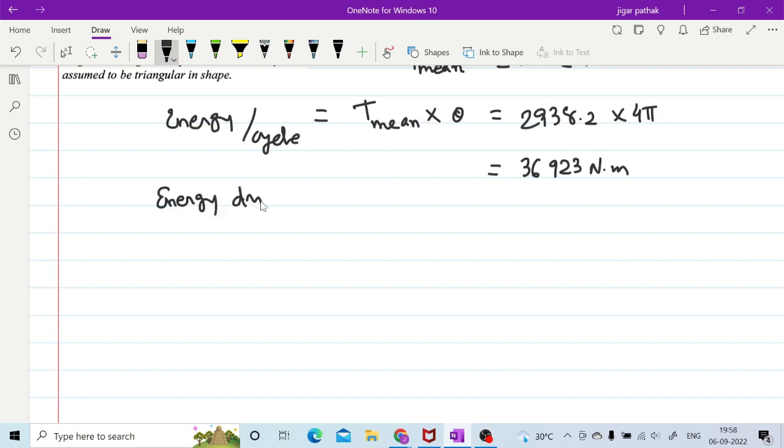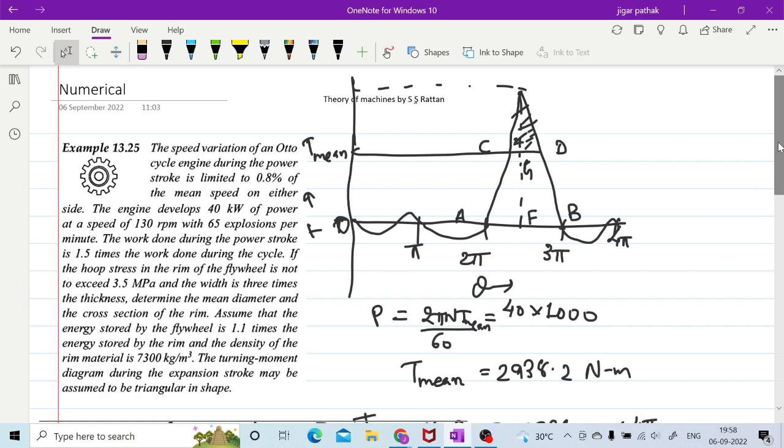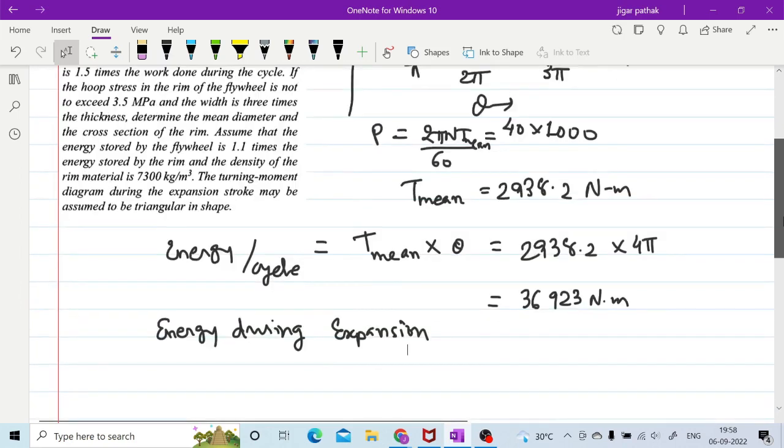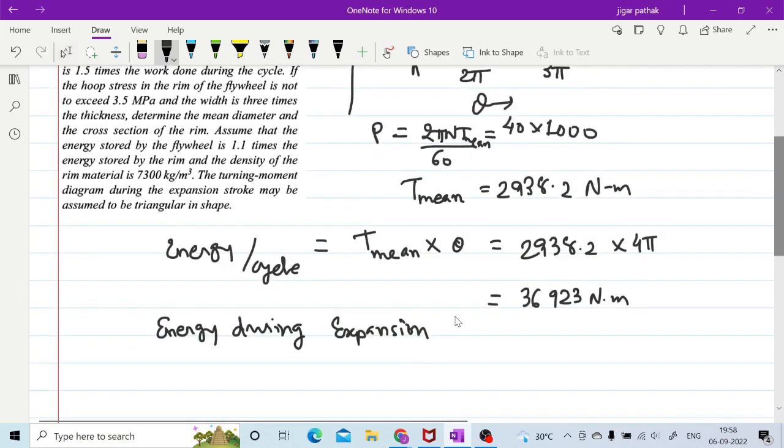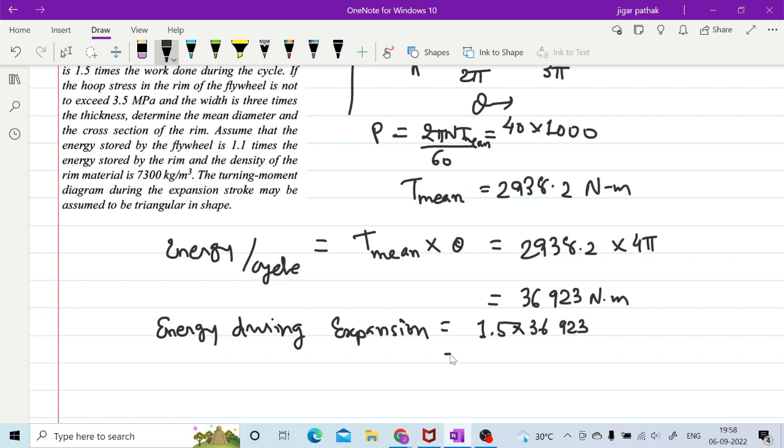Once you have this, then energy during expansion. Can you kindly go to the previous slide for me? Yes, energy during expansion is 1.5 times this one. So here energy during expansion is 1.5 times this. So what is that? 55384.6, or 55385 let us say, almost, Newton meter.